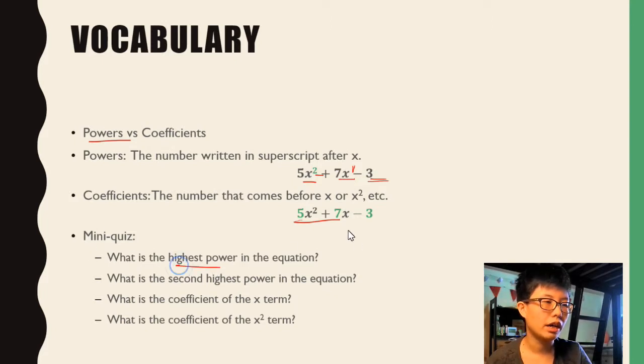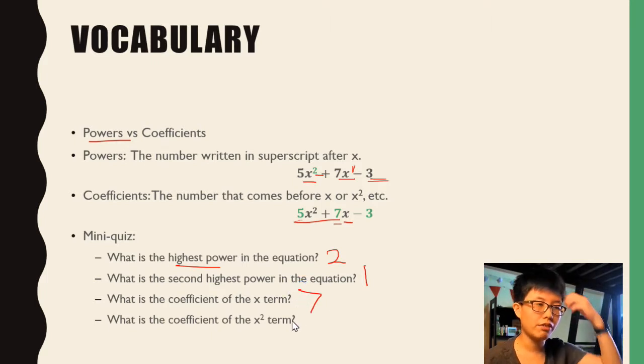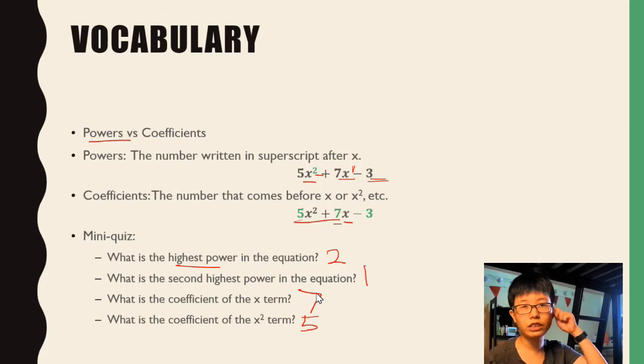So let's try a mini quiz. What is the highest power in this equation? The highest power is x to the power of 2, so our answer is going to be 2. What's the second highest power? 1. What is the coefficient of the x term? The number right in front of x is 7, and the number right in front of x squared is 5. Of course, all this vocabulary won't be strictly tested in the exam, like what is the coefficient of this, but it's important to understand this so that you understand my explanation later on.